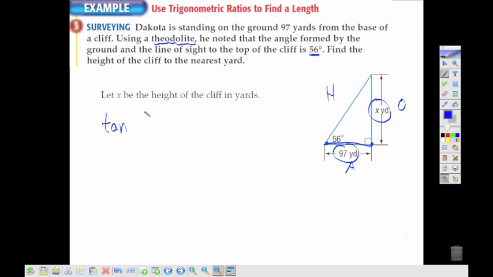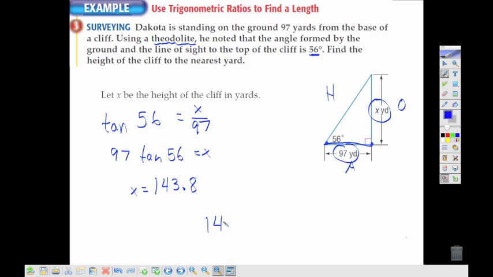We know our angle is 56. We always put our angle inside of our sine, cosine, or tangent function. We're then looking at opposite over adjacent, which would be x over 97. Then to solve this for x, we multiply both sides by 97. We plug that into our calculator, and we should get 143.8. The problem is asking for the height of the cliff to the nearest yard, so we should answer this as 144 yards.